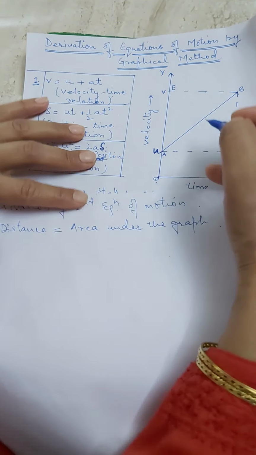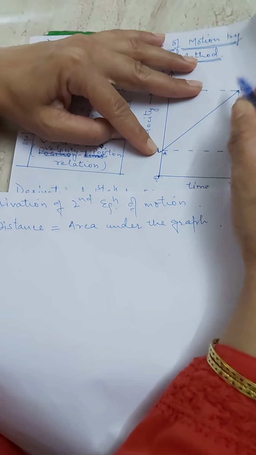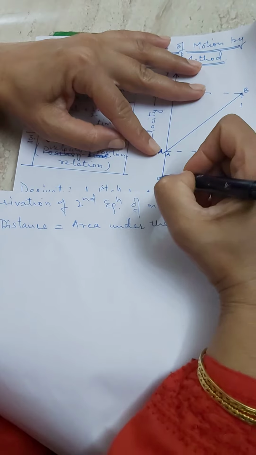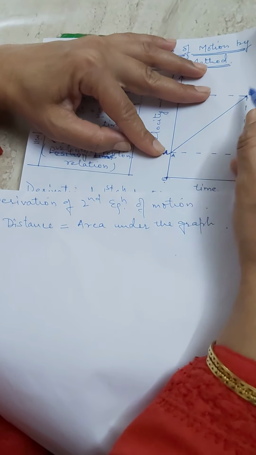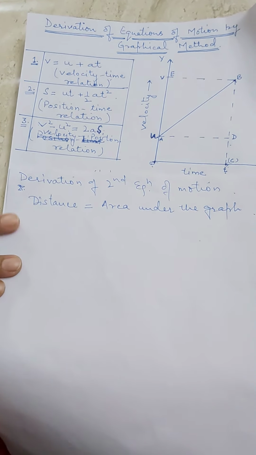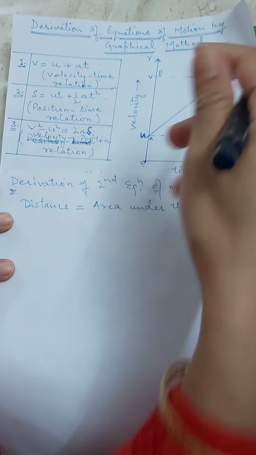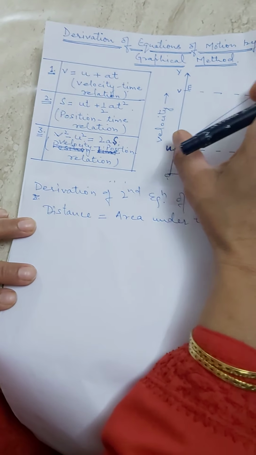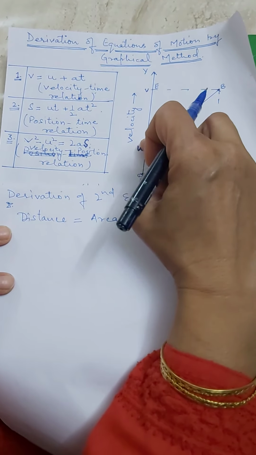Area under the graph means area under the AB graph. This portion A, B, C and O, this whole portion under the AB graph. So for the derivation of the second equation, we bifurcate this figure into two parts, that is, into a triangle and a rectangle.